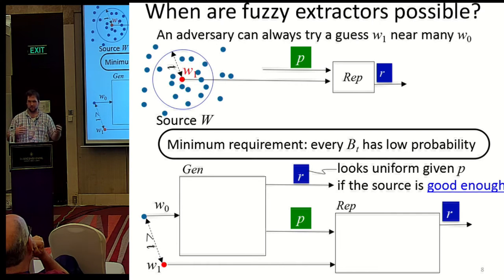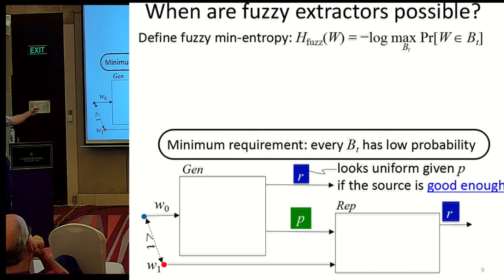Little weight of the distribution should reside in any ball. So we're going to define an analogous condition that we call fuzzy min entropy that, like min entropy measures the maximum probability point, this measures the maximum probability ball in the metric space. Okay?